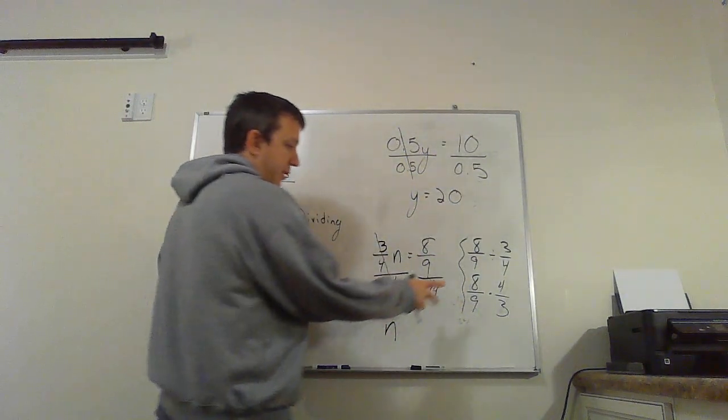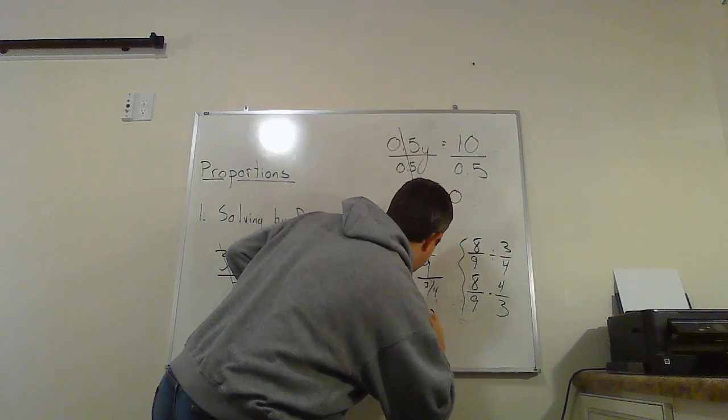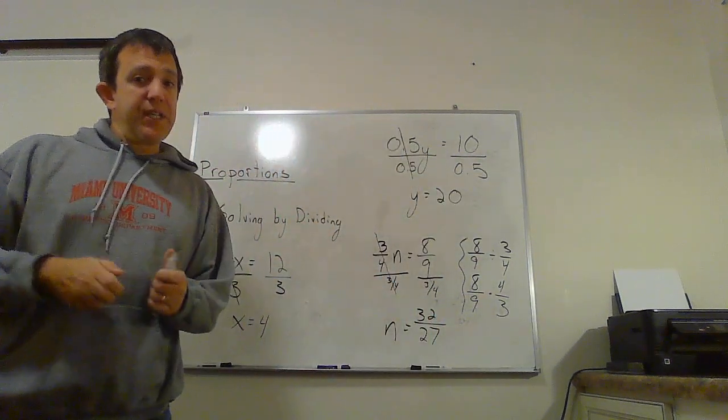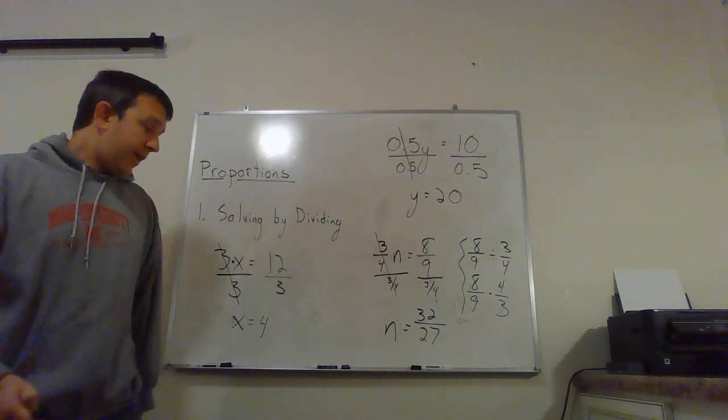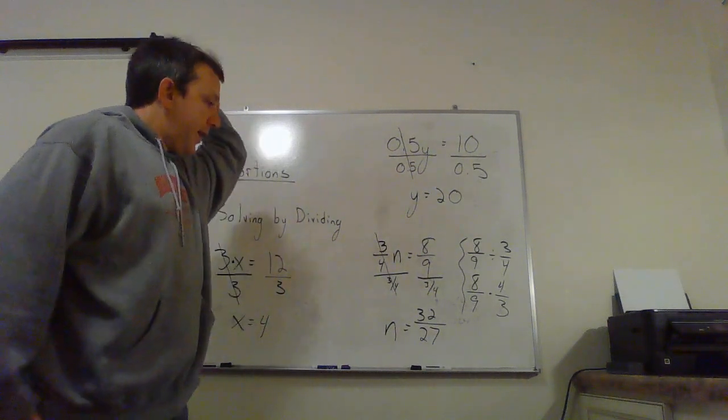Now we can multiply straight across. Nothing is going to reduce. 8 times 4 gives me 32 for the top, and 9 times 3 gives me 27 on the bottom. So you can see that's a pretty nasty looking answer. It's definitely a pretty nasty answer, but it works, and there we go.